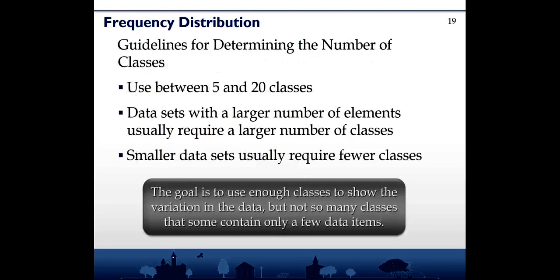The goal is to use enough classes to show the variation in the data, but not so many classes that some contain only a few data items. Usually it is recommended using between 5 and 20 classes, depending on the number of elements and depending on the data set. A data set with a large number of elements usually requires a large number of classes, and smaller data sets usually require fewer classes.